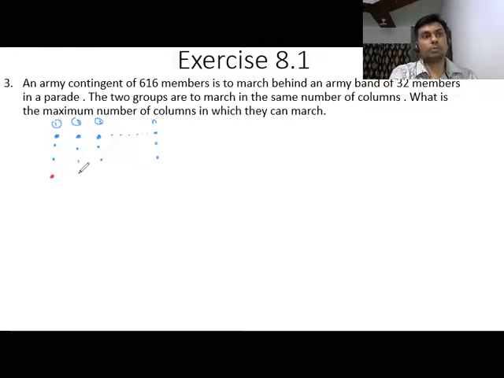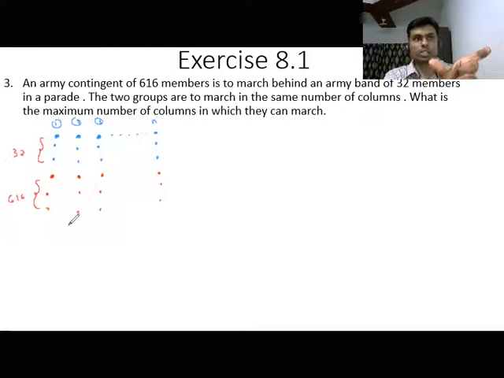That means the army people should march. So the army soldiers, they are in red. They should march like this, exactly behind them. So number of columns should be equal for both. That is, this is 32 and this is 616. For this 32 band members and for this 616 soldiers, number of columns is common. The number of columns should be common, correct? Because the maximum number of columns in which they can march, same number of columns. So same column, same number, but maximum, which means you have to find the highest common factor.